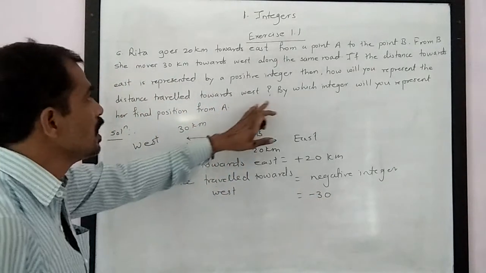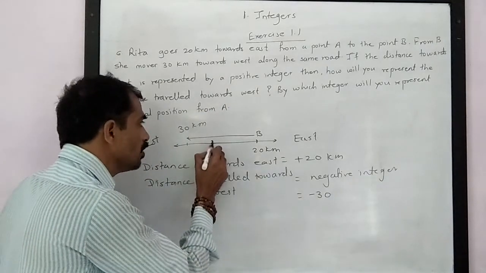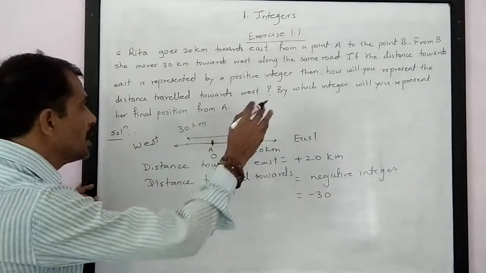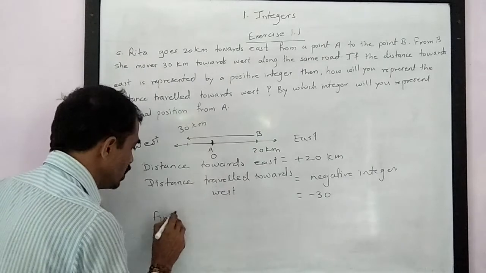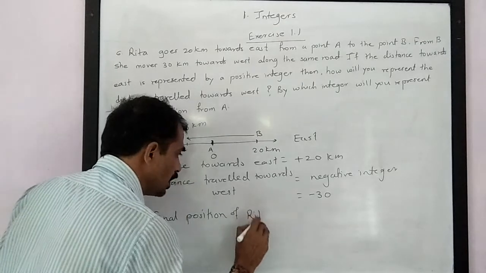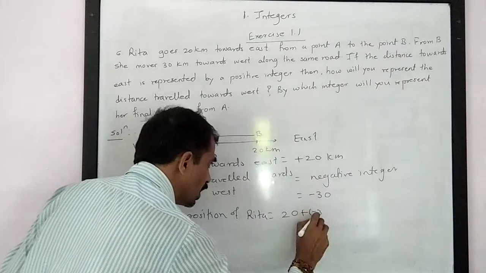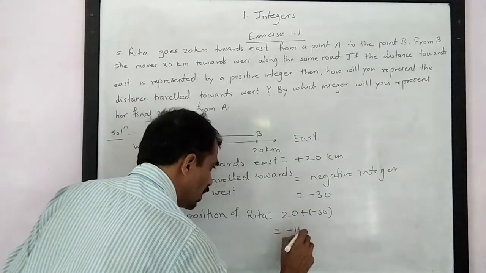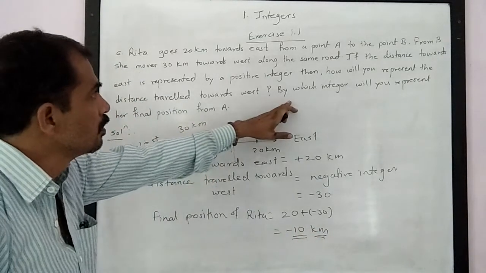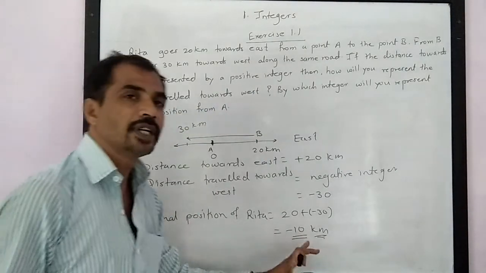So the last question is, by which integer will you represent her final position from A? From A, if this initial point is 0, then the final position of Rita is equal to 20 plus negative 30, that is equal to negative 10 kilometers. So Rita's final position from A will be represented by negative 10 kilometers.